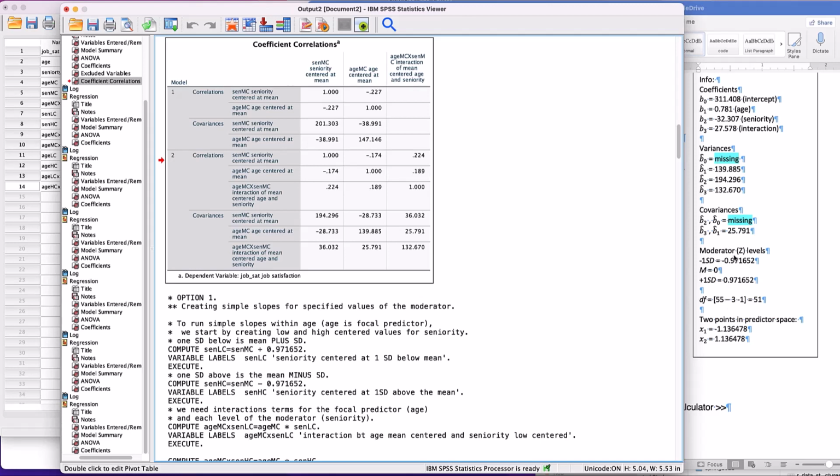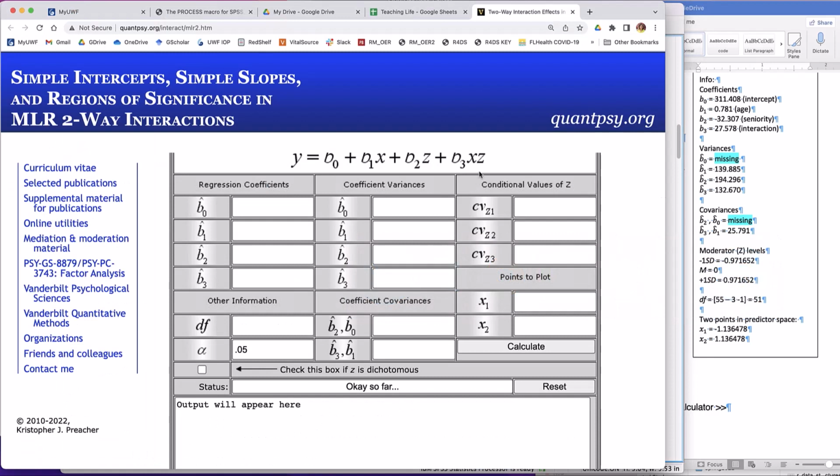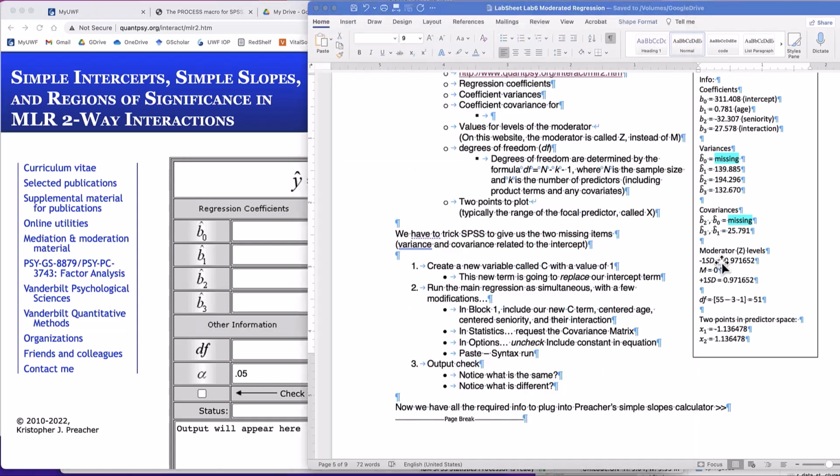The moderator, and you'll notice that in the Preacher website, they call the moderator Z, whereas I was calling it M. So just keep track of that here, moderator is considered Z. And what we wanted for the moderator was one standard deviation below the mean, and one standard deviation above the mean. And we're mean centered, so we don't have to calculate it out here. We just got to make sure we put those values into here.